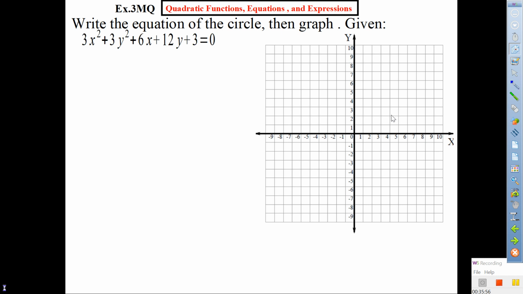Example 3, that's too easy. Copy this one. We got 3x squared plus 3y squared plus 6x plus 12y plus 3 equal to 0. I'll give you a head start, copy that and go. Alright, let's see, get us started. Miguel, what do I do first?